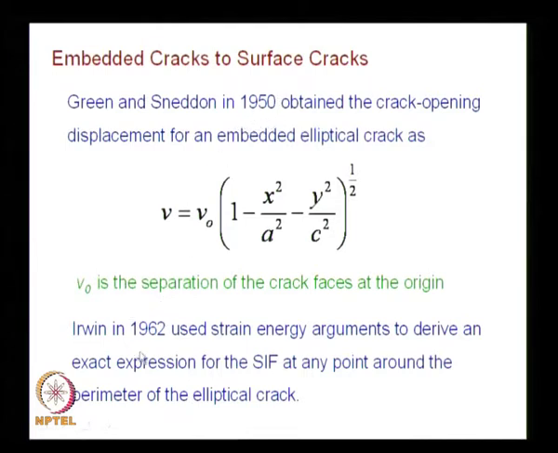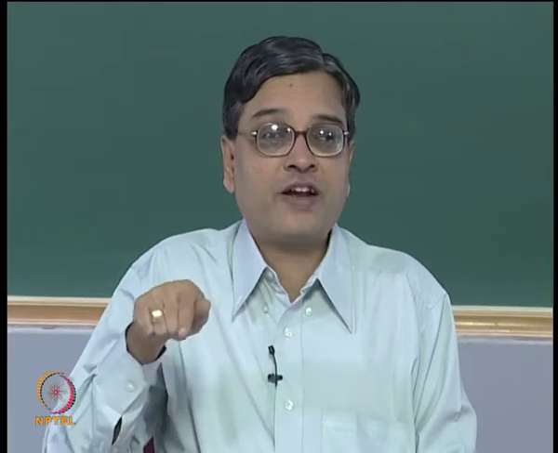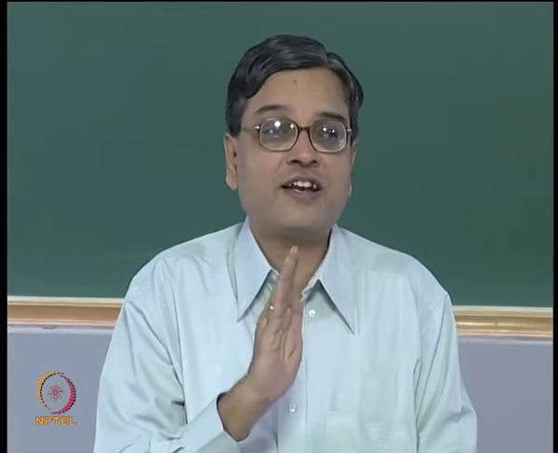In 1962, Irwin used strain energy arguments to derive an exact expression for the stress intensity factor at any point around the perimeter of the elliptical crack. So, the first result was for an embedded elliptical crack, and what did they find? Along the crack front, the stress intensity factor varies. Earlier, the result was for a circular flaw. For a circular flaw, the stress intensity factor remained constant. In the case of a through-the-thickness crack, the stress intensity factor remained constant.